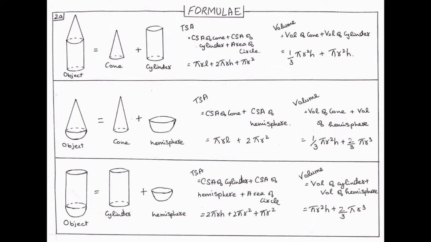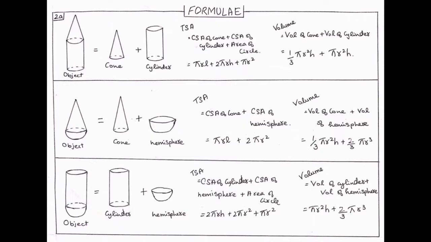The total surface area for it will be CSA of a cone plus CSA of a cylinder plus area of circle, which is pi r L plus 2 pi r h plus pi r square. The volume will be volume of cone plus volume of cylinder, which will be 1 by 3 pi r square h plus pi r square h.